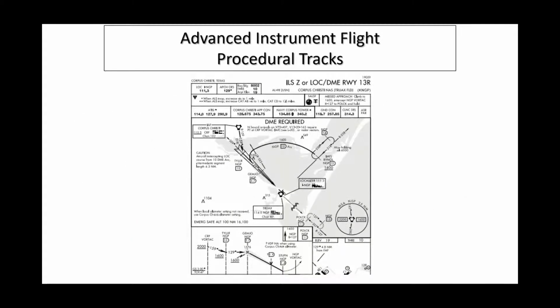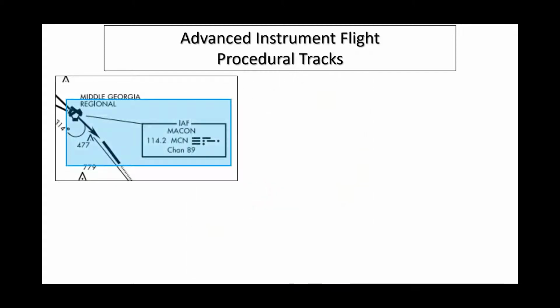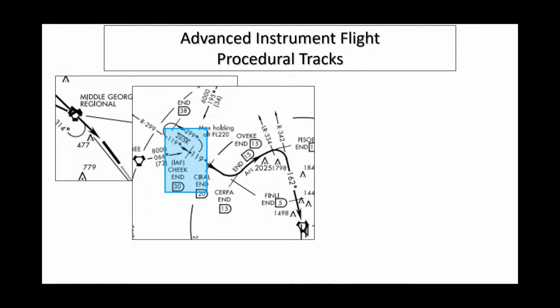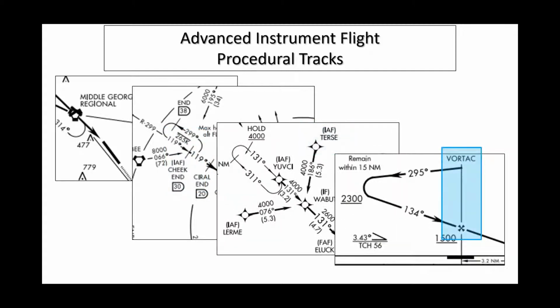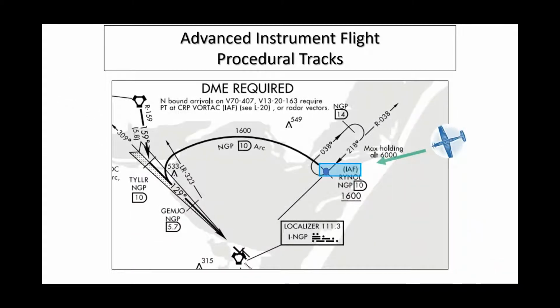Most procedural tracks begin at an initial approach fix, or IAF. IAFs can be a nav aid, radial and DME, or a GPS waypoint. Sometimes the IAF and the final approach fix are the same point. ATC will normally clear you to the appropriate initial approach fix and then clear you for the approach. Unless ATC specifically clears you otherwise, you are expected to fly to the IAF and execute the full instrument approach procedure as published.